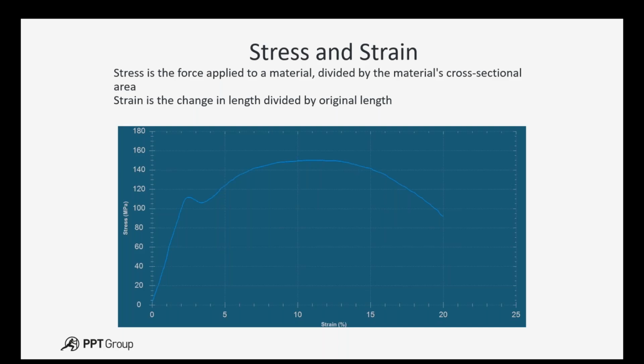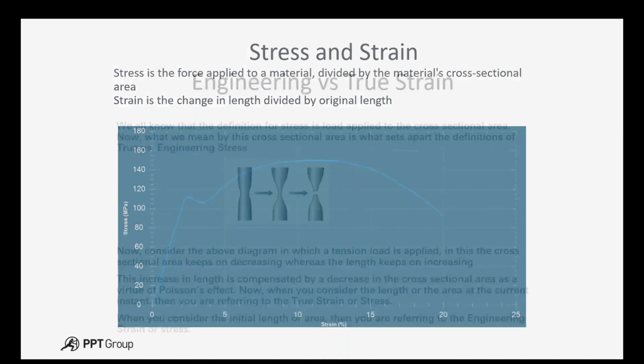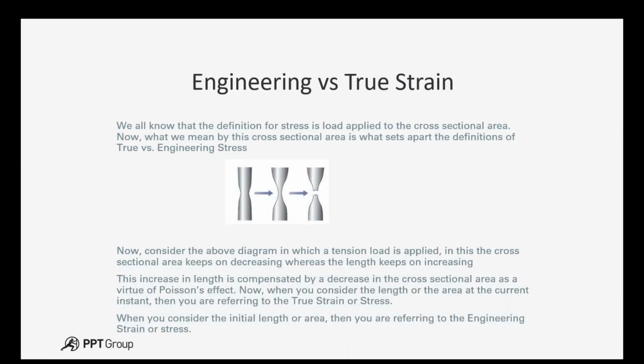So when we're looking at strain and stress, the definition of stress is the load by the cross-sectional area. Now, when we mean cross-sectional area, that's what sets apart the definitions of what we call true strain versus engineering, true stress versus engineering. The difference being, if we look at the diagram there, you'll see that as the sample extends, it starts to what we call neck in the middle before it breaks. So it starts to weaken and thin, and that area keeps on decreasing whereas we start to increase the length till it breaks. So this increase in length is compensated by a decrease in the cross-sectional area.